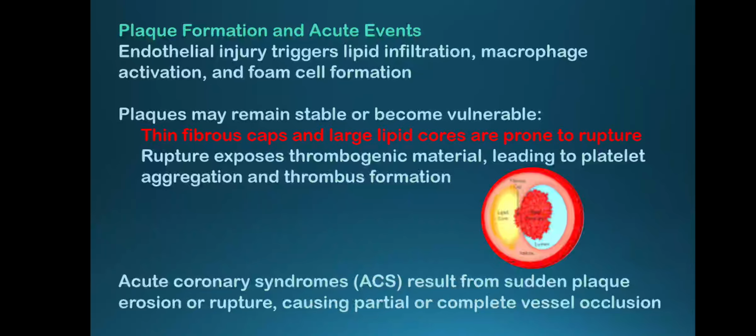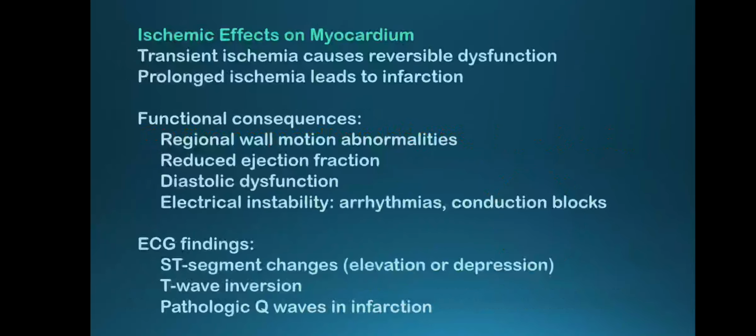Plaque formation and acute events: endothelial injury triggers lipid infiltration in the subintimal level, causing macrophage activation and foam cell formation. Plaque may remain stable or become vulnerable. A thin fibrous cap and large lipid core are prone to rupture. Rupture exposes thrombogenic material present in the plaque, leading to platelet aggregation and thrombus formation. Acute coronary syndrome results from sudden plaque erosion or rupture, causing partial or complete vessel occlusion.